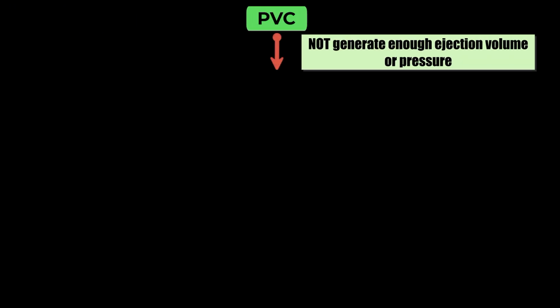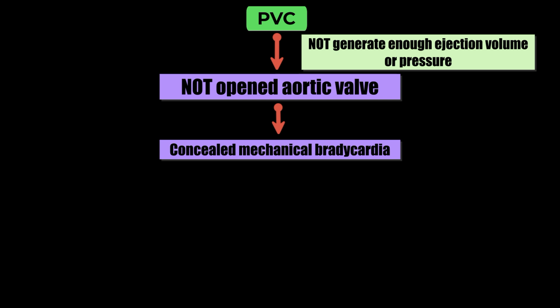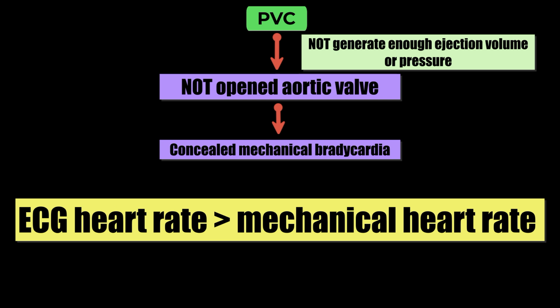As a result, some PVCs do not generate enough ejection volume or pressure to allow the opening of the aortic valve, and are not strong enough to make a detectable aortic pressure or mechanical systole, leading to concealed mechanical bradycardia. Systole just does not occur. In this case, the cardiac rate measured on ECG does not reflect the true mechanical cardiac rate.